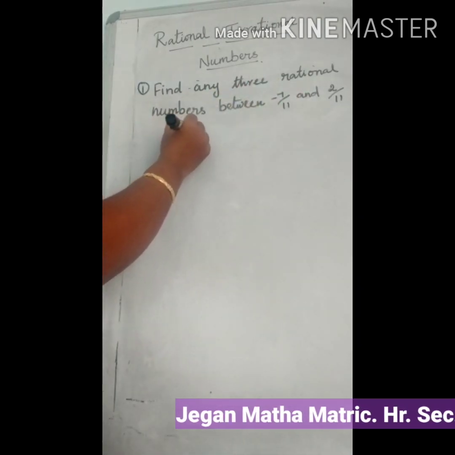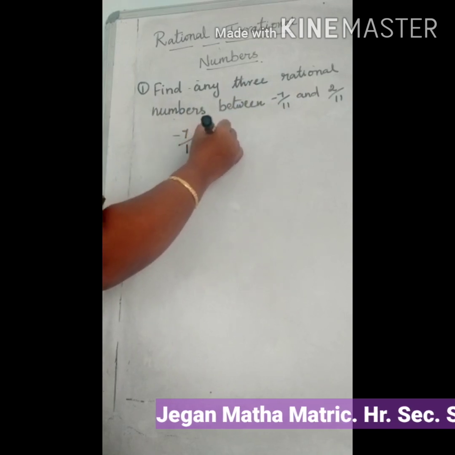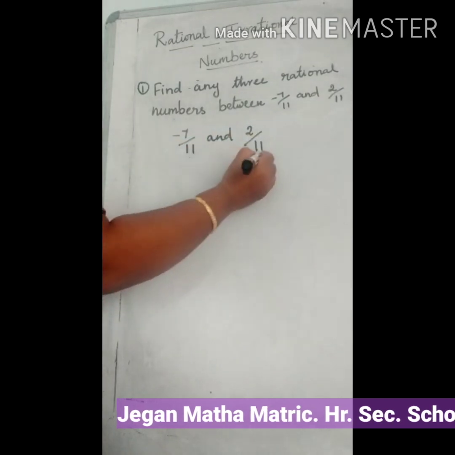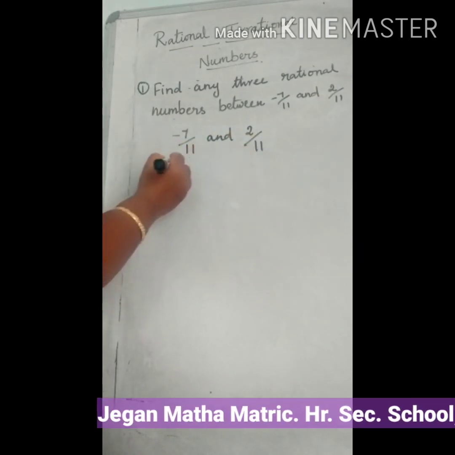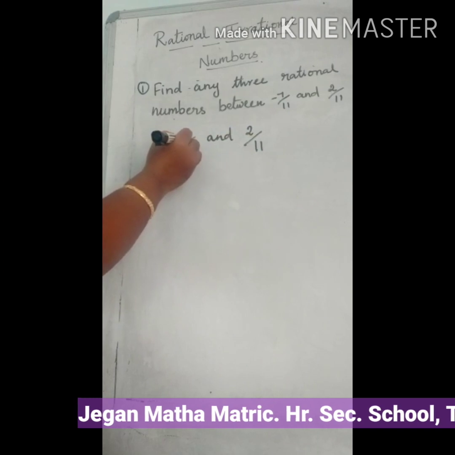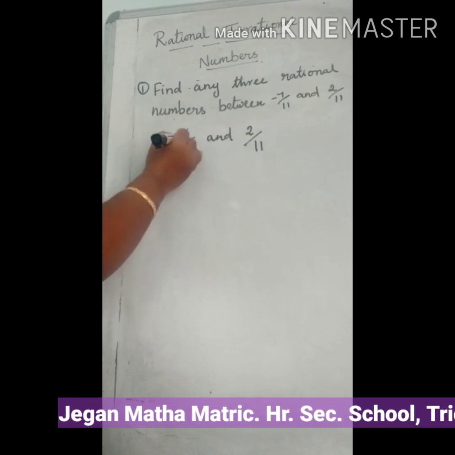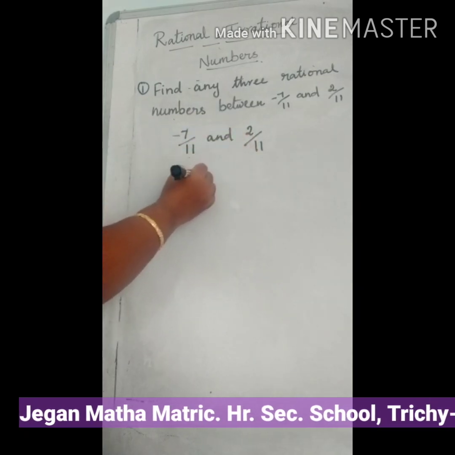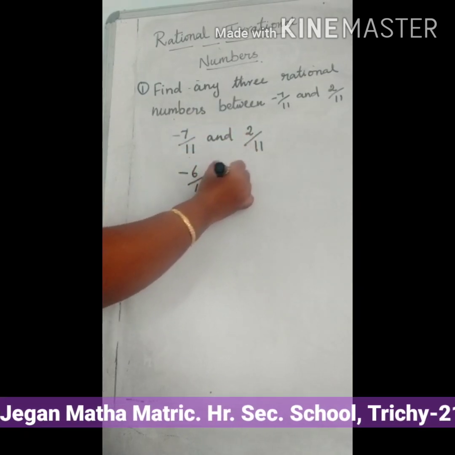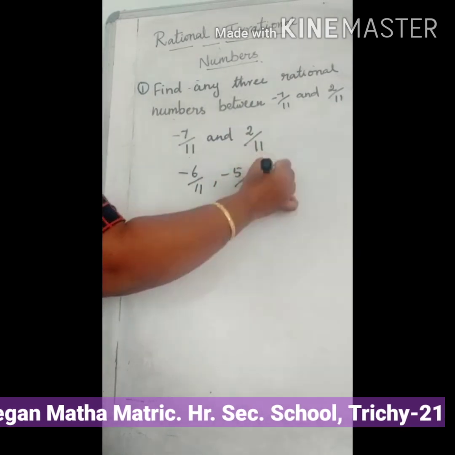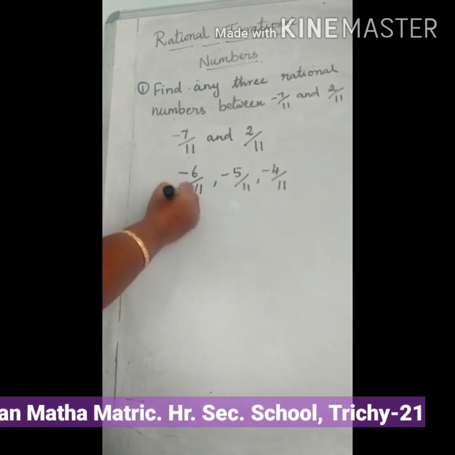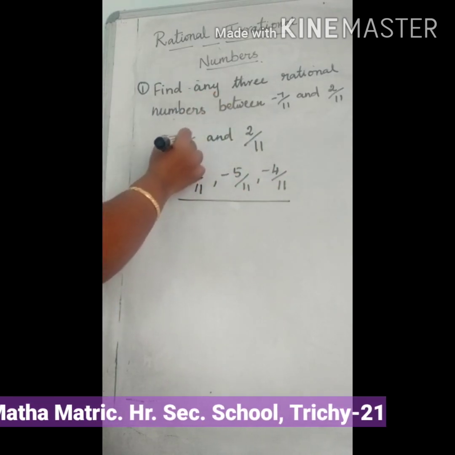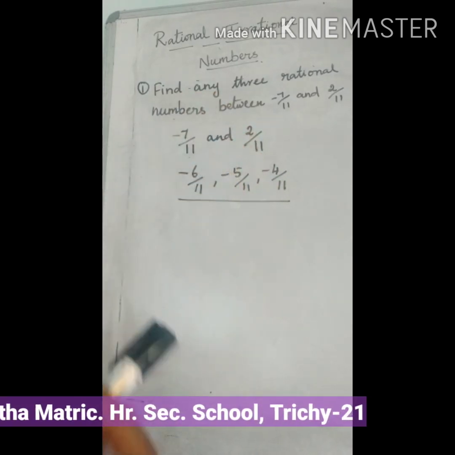Let us take minus 7 by 11 and 2 by 11. The denominator is the same, so it is easy to find the numbers in between, that is, between minus 7 and 2 only. So that is minus 6 by 11, minus 5 by 11, minus 4 by 11. These are the three rational numbers in between minus 7 by 11 and 2 by 11.